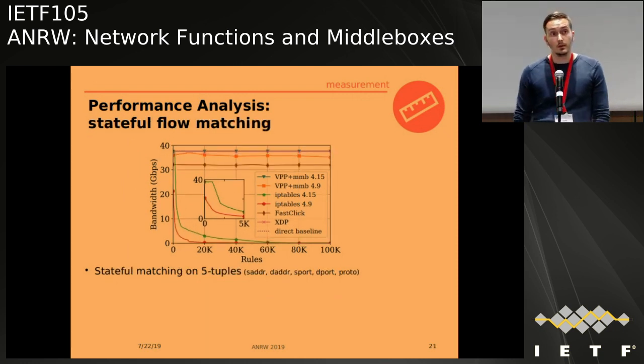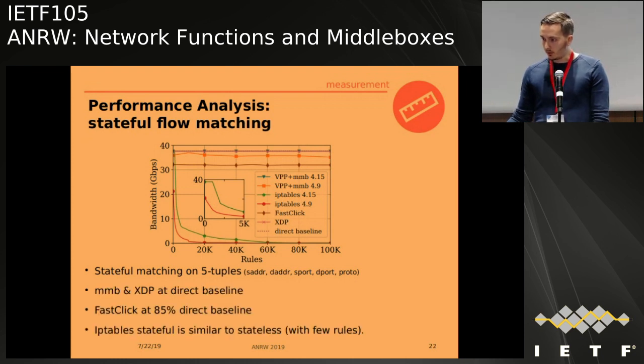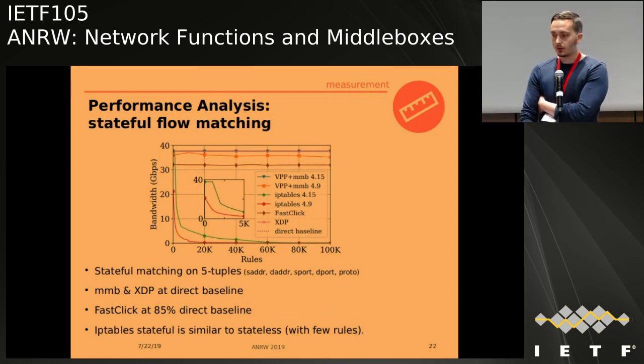Then we evaluated a scenario of stateful flow matching, where we inject similar stateful rules matching on randomly generated 5-tuples, but here we make sure that each flow matches at least one rule so that the state of each flow is maintained. The results are pretty similar. We find that MMB and XDP sustain the direct baseline. FastClick this time sustains 85% of the direct baseline, and iptables behaves similarly to the stateless scenario.